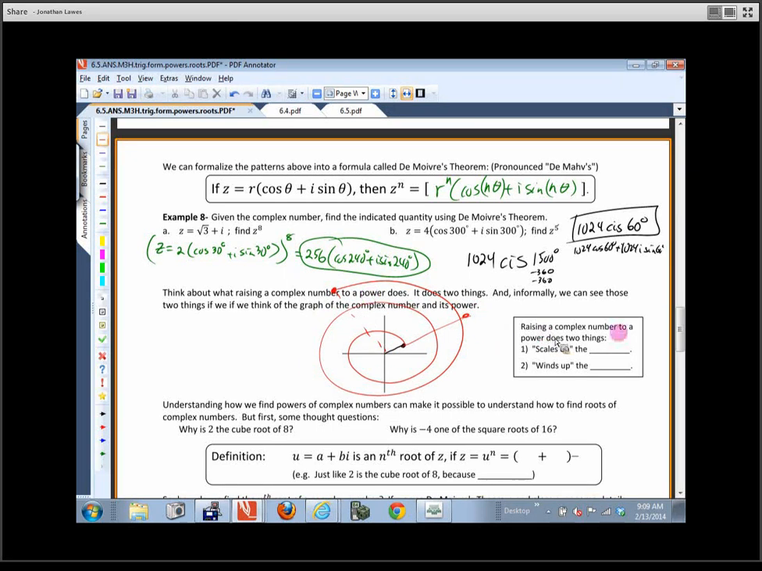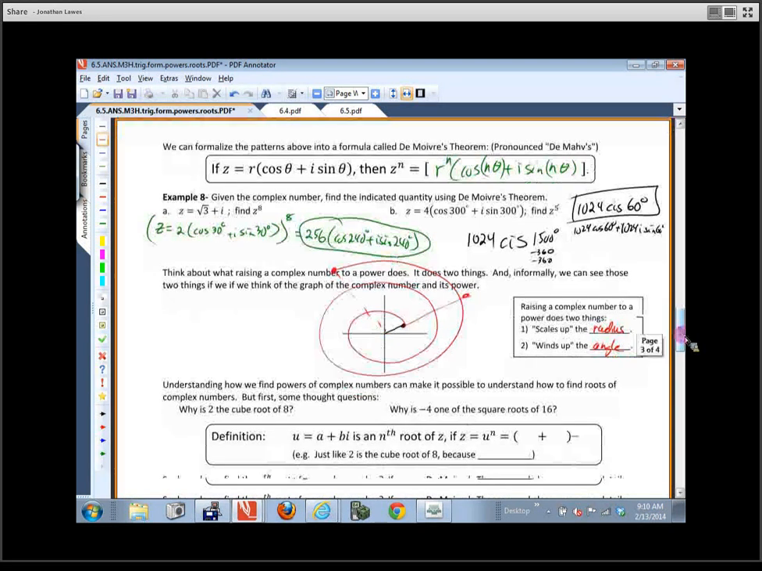So raising a complex number to a power does two things. It scales up the radius, or the modulus if you want to think of it that way, and it winds up the angle. Since we're multiplying the angle by whatever the power is, it's going to make that angle much bigger than it used to be.